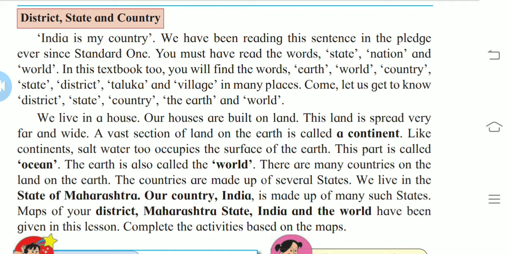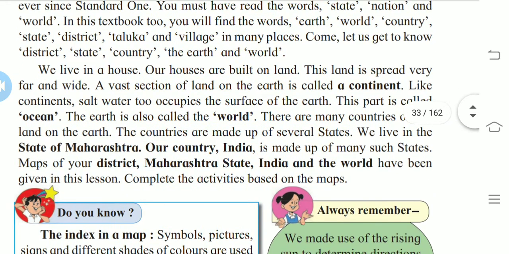There are many countries on the land on the earth. The countries are made up of several states. We live in the state of Maharashtra. Our country, India, is made up of many such states. Maps of your district, Maharashtra state, India, and the world have been given in this lesson. Complete the activities based on the maps.